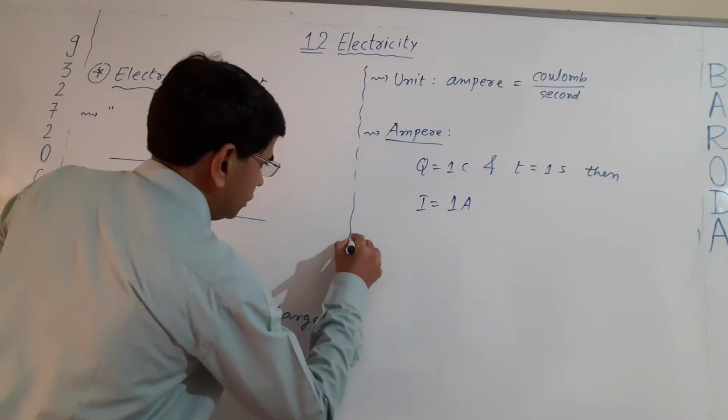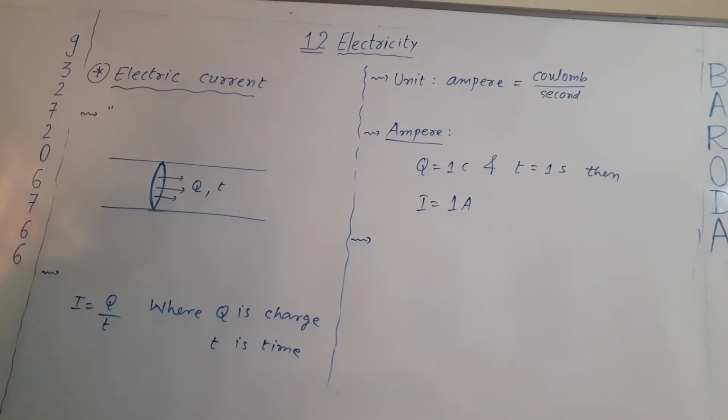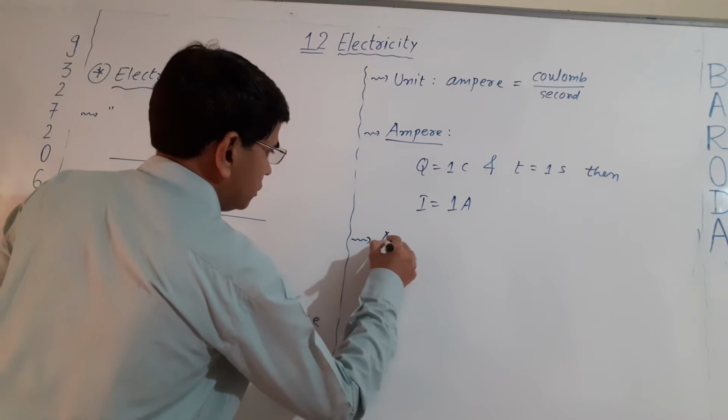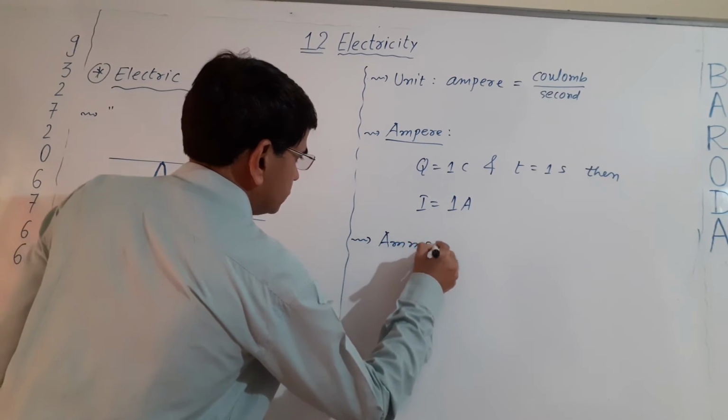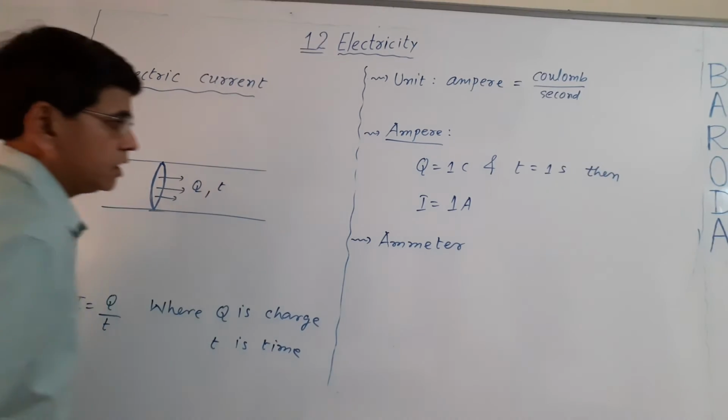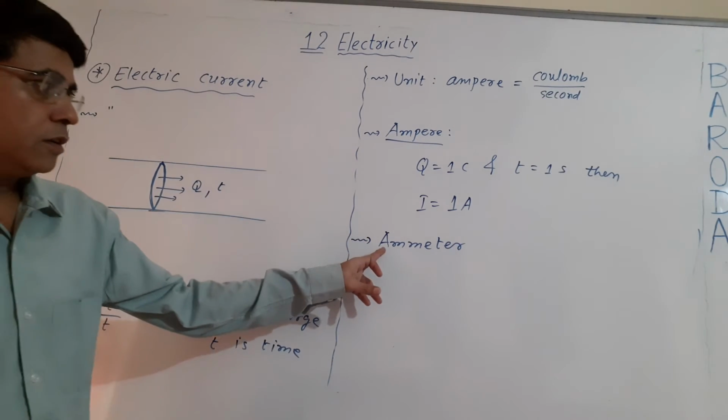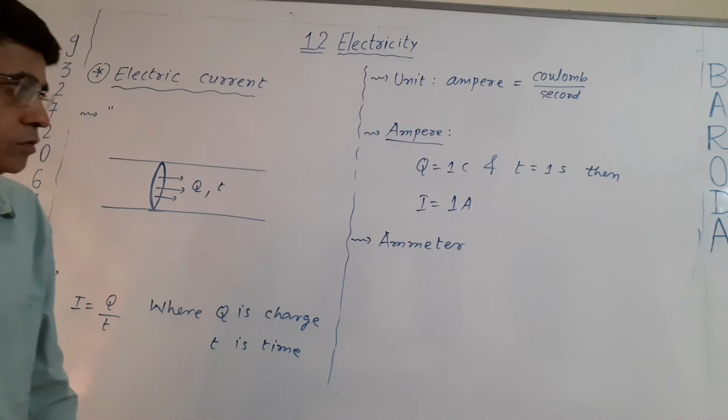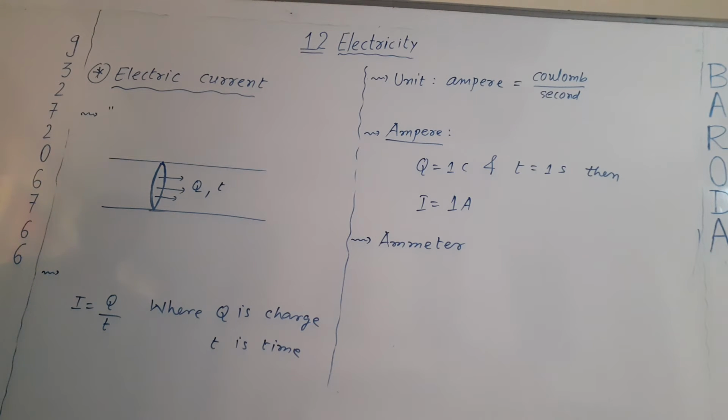The instrument to measure the electric current is known as ammeter. Electric current is measured by an instrument which is known as ammeter.